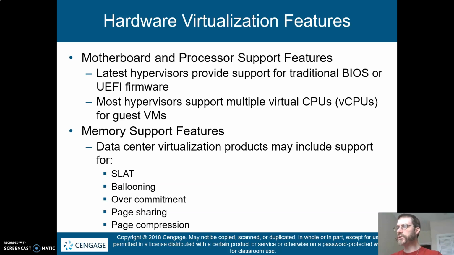We also have some memory support features. Most of these are data center virtualization. Things like secondary layer address translation, ballooning. Ballooning will allow something like vSphere to look inside, as it were, an OS running inside an ESXi host, figure out if it's using more memory than it really needs to, and issue it a command that will tell it to release that memory. So the guest OS isn't using it, therefore the host system can use it, give it to another VM, or just use it for its own background processing.